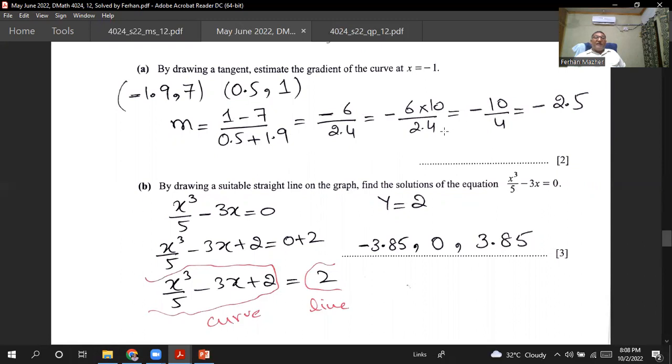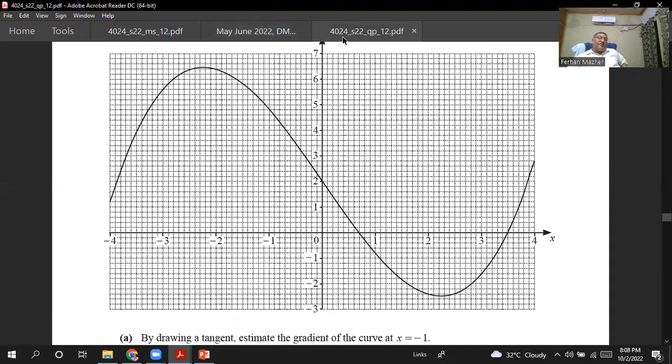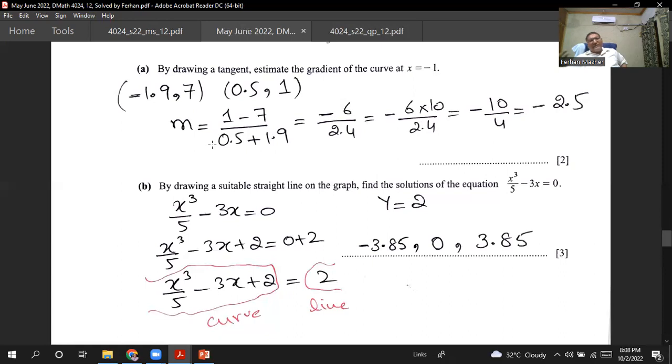So -6 multiplied by 10 divided by 24. By mistake, I put the decimal here again, but I have removed the decimal actually. That's why this 10 is here. So -10 by 4, that will be -2.5. So the gradient is -2.5. This decimal is not here, okay? I have removed the decimal. The gradient is -2.5. They say that the gradient will be from -3 to -2. So our answer is -2.5. So our answer is right.